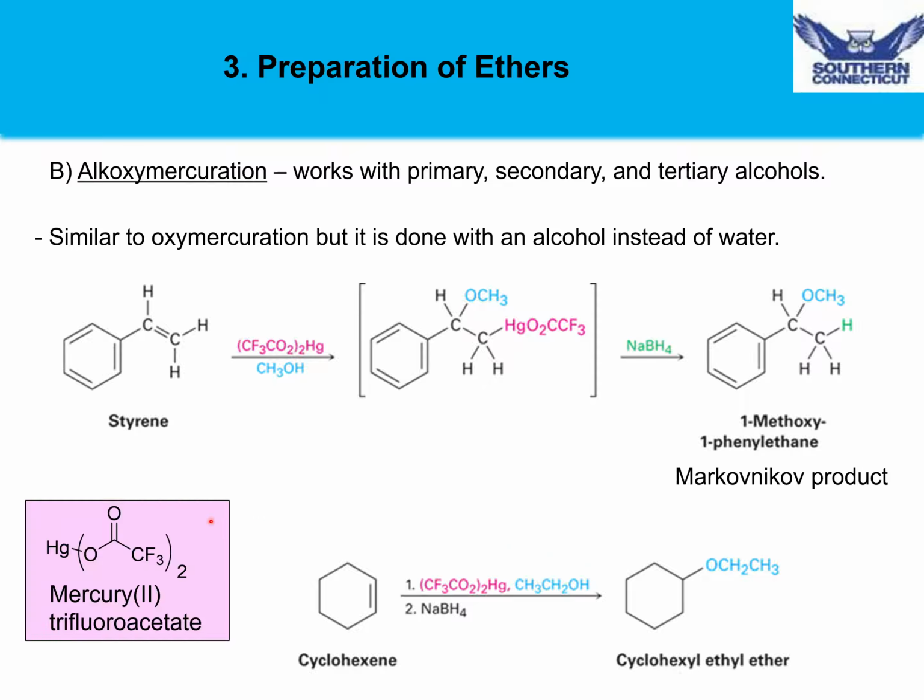Notice that in this reaction, we're using mercury trifluoroacetate. This is very similar to the mercury reagent we use with the oxymercuration. In that case, it was mercury diacetate. So in this case, mercury trifluoroacetate simply replaces 3 hydrogens on this carbon with 3 fluorines. Both reagents essentially do the same reaction. This one just happens to work a little bit better, as shown with these examples.